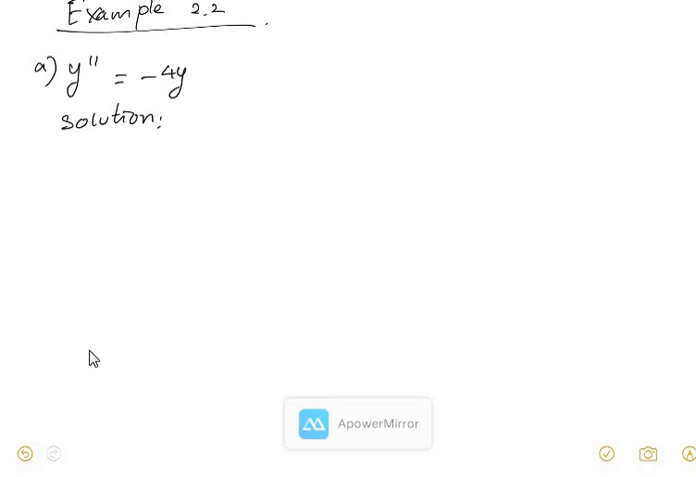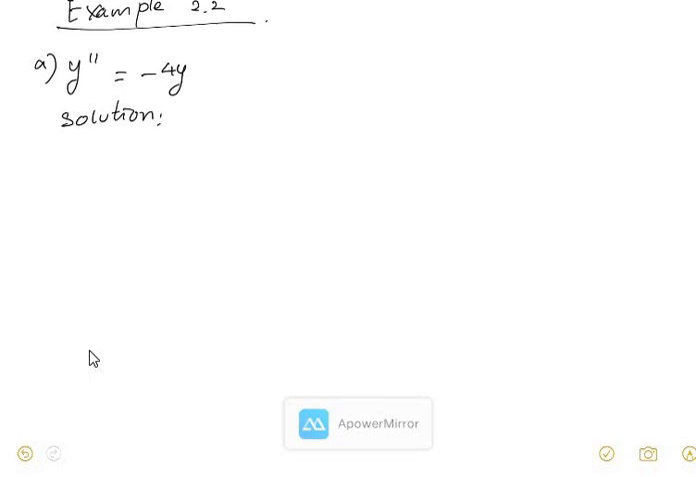Okay, this is the question. y double prime equal to minus 4y. You need to write it in the form of linear, so you move the negative 4y to the left hand side. So y double prime plus 4y equal to 0.